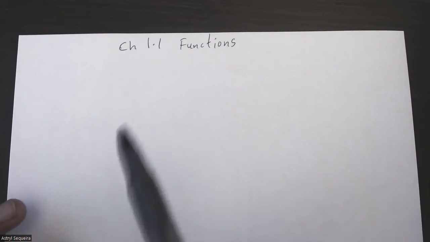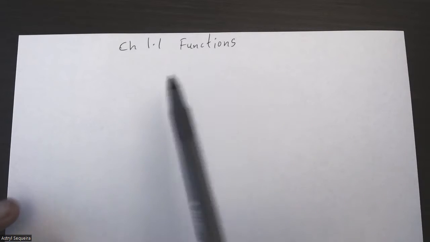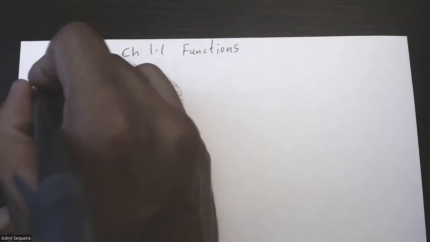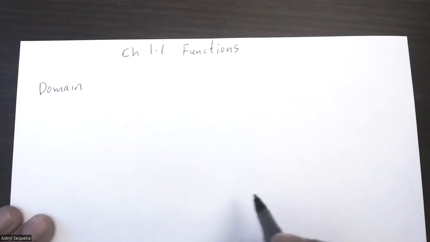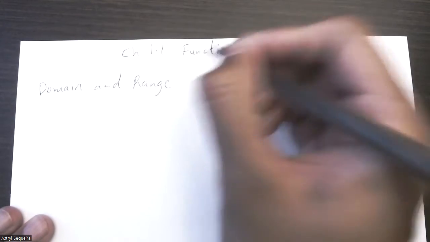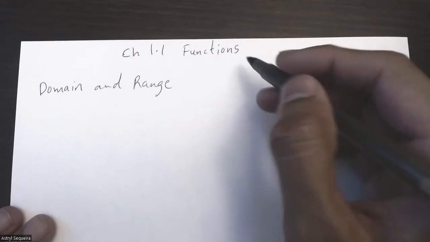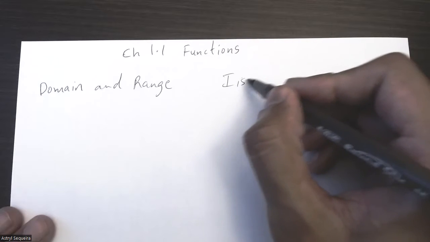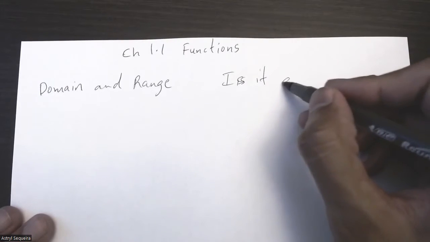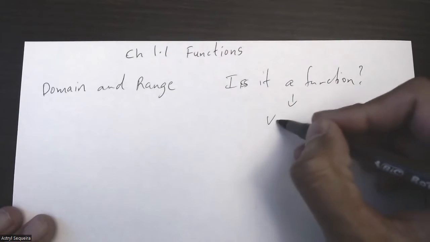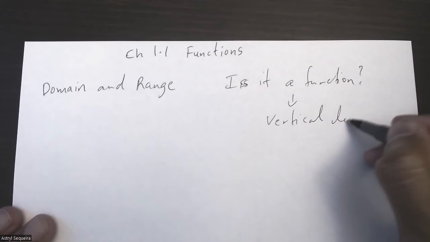All right, so in this video, we are going to do a review of chapter 1.1, which is basically functions. A lot of it is a review of grade 11 math, and we're going to cover two main concepts in this video. The first concept is domain and range, and the second concept is basically whether a relation is a function or not. So is it a function? And for this, when we have graphs, we're going to do something called the vertical line test.